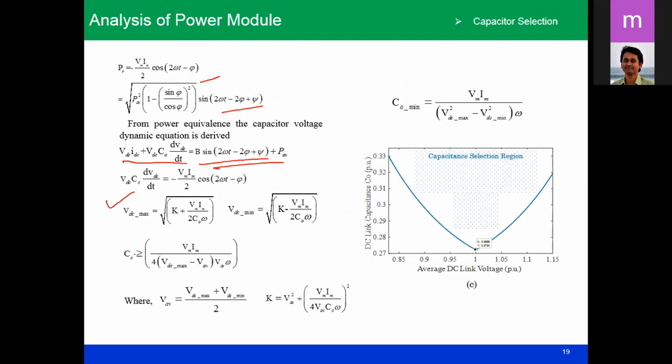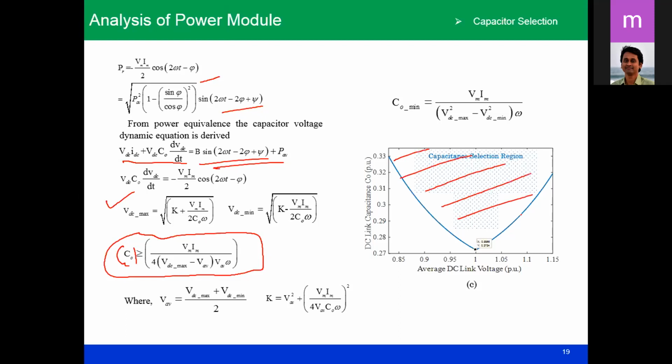If you solve this first order differential equation, you can get the range of the capacitor value that you should select, so that you can eliminate the ripple power. Basically, you can eliminate the dominance of the second harmonic, or 100 hertz ripple, inside the DC link capacitor. So this is your range, and this is the minimum capacitor value you are allowed to select. You can select a larger value, that is okay, but this is the minimum value of the capacitor you can select here.